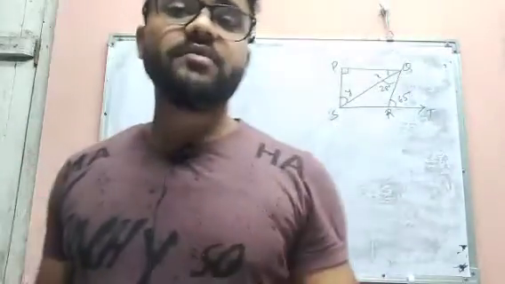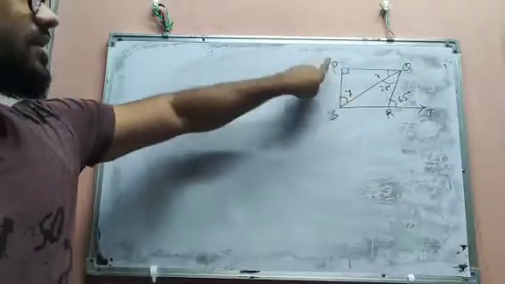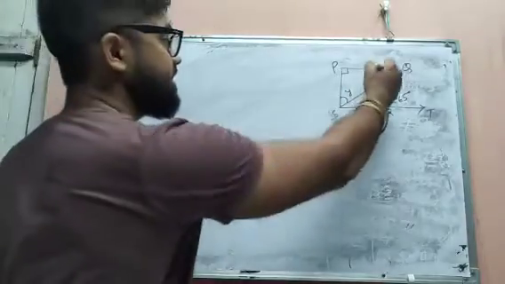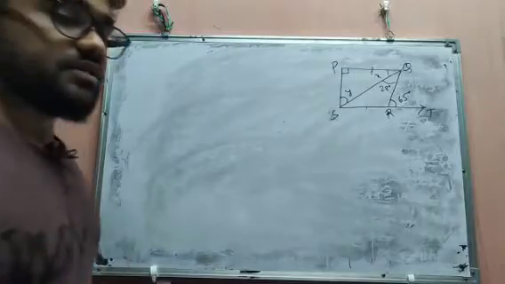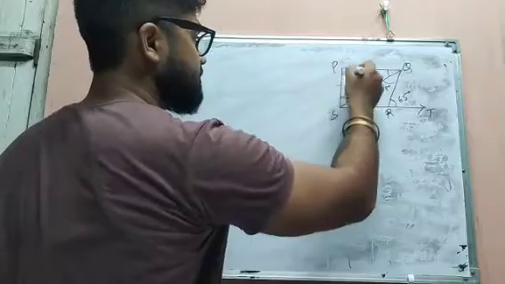For question number 5, a diagram is given. Here it is given that PQ is parallel to SR. That means this line and this line are parallel. Moreover, we are given one condition: PQ is perpendicular to PS. That is, this line PQ is perpendicular to PS.